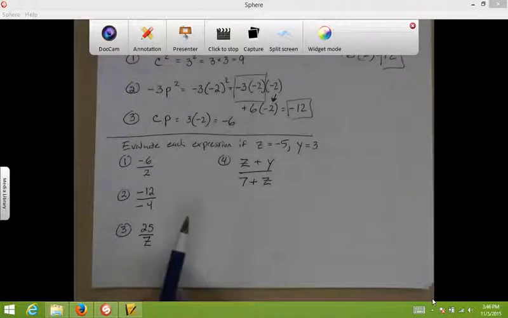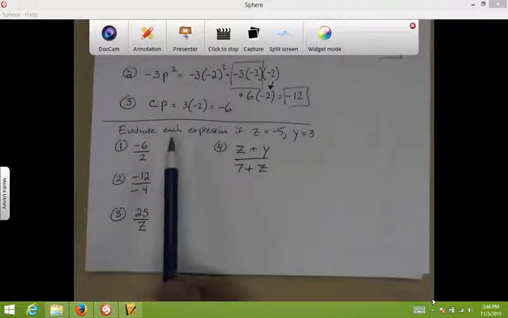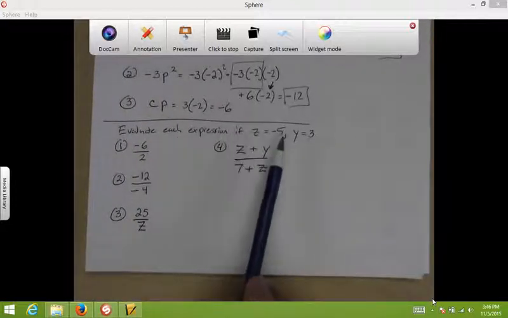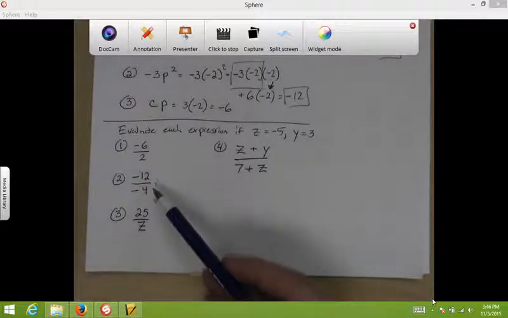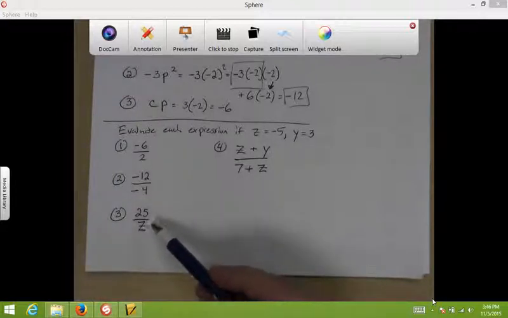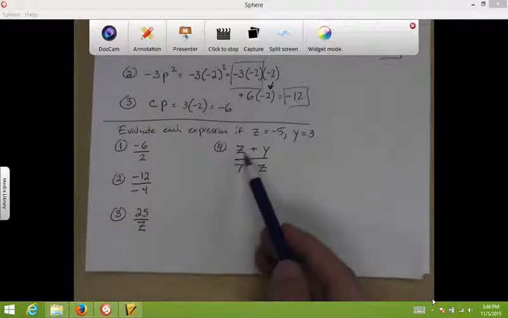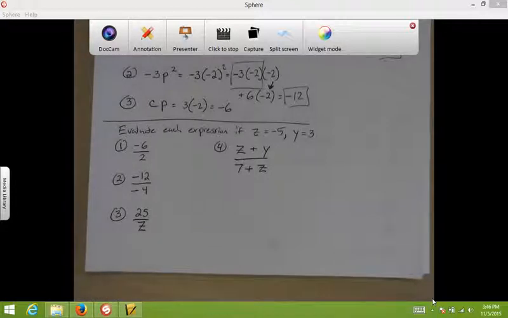Alright, so here's some division ones right here. Evaluate each expression. If z equals negative 5, y equals 3. Negative 6 divided by 2, negative 12 divided by negative 4. This is 25 divided by z. This is z plus y divided by 7 plus z. Go ahead, do your best, give it a shot, and press play when you're ready.